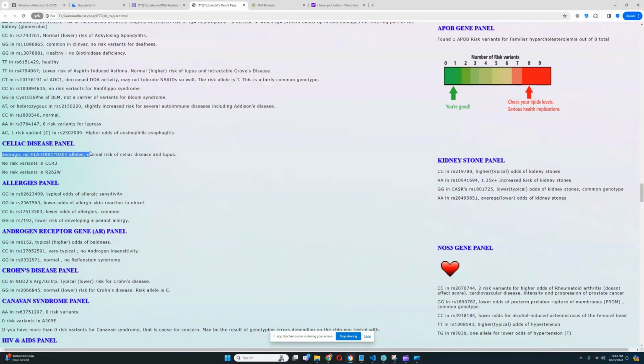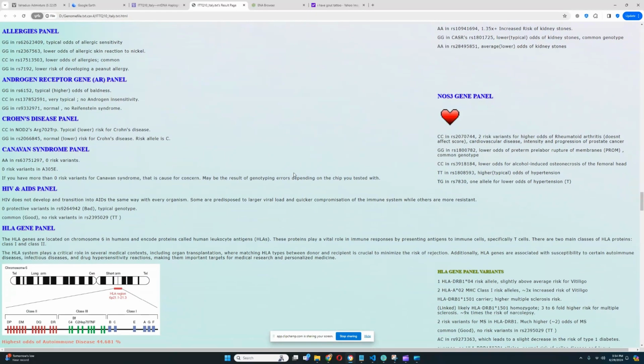He does not have increased risk of celiac disease and lupus here. He doesn't have any HLA DRB1 alleles, which is really good to see. So this is going to affect the HLA gene panel in a good way. And he doesn't have any risk variants for Canavan syndrome, really good to see.